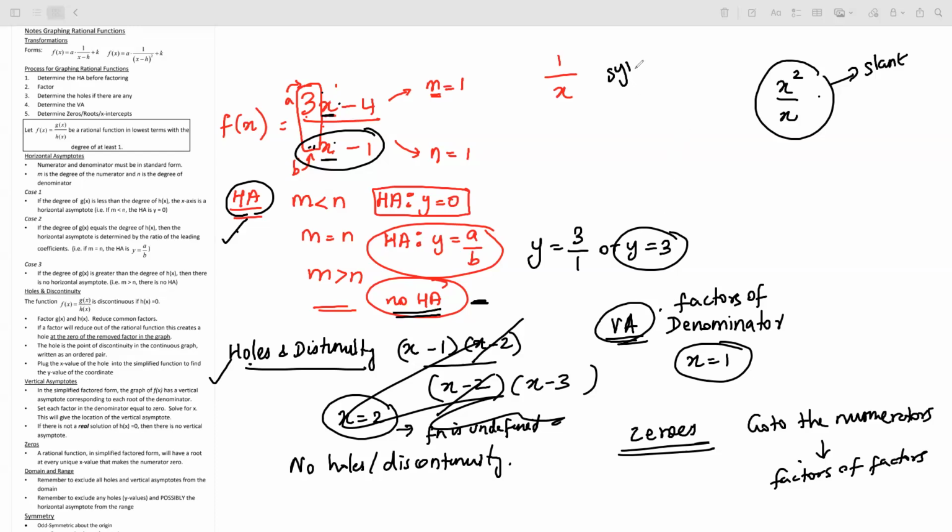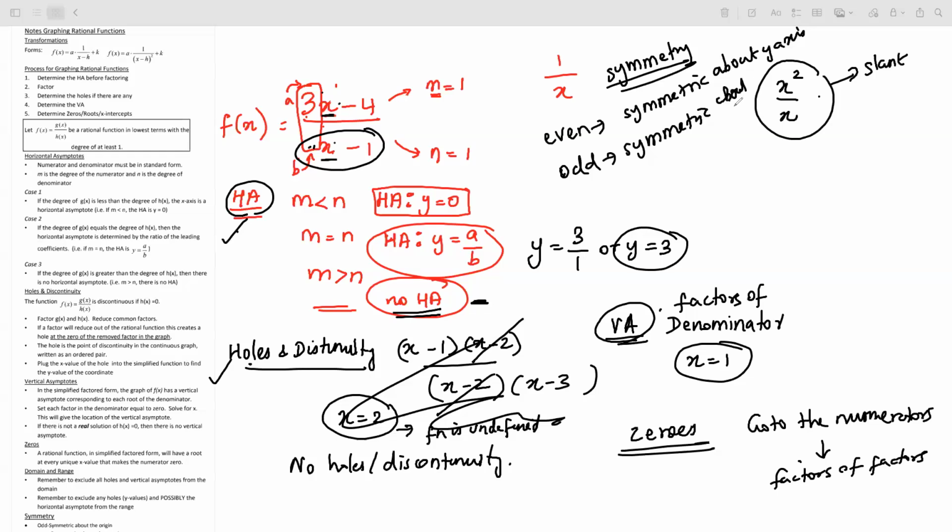Last point, how do you determine symmetry? The graph has even symmetry if it is symmetric about the y-axis. This we already discussed, just a revision point. When it is odd symmetry, it is symmetric about the origin. Any questions here? So we have explained horizontal asymptotes, holes and discontinuity, how to find the vertical asymptotes, how to find the zeros, which are the factors of the numerator, and then the symmetry piece. Can I move on?